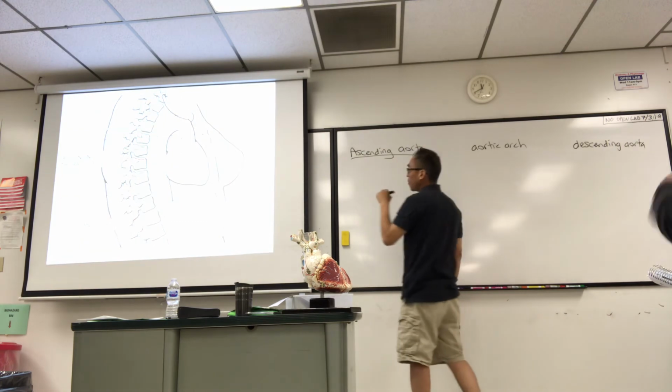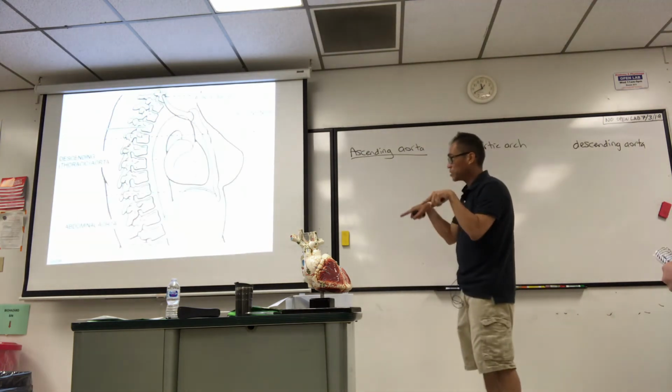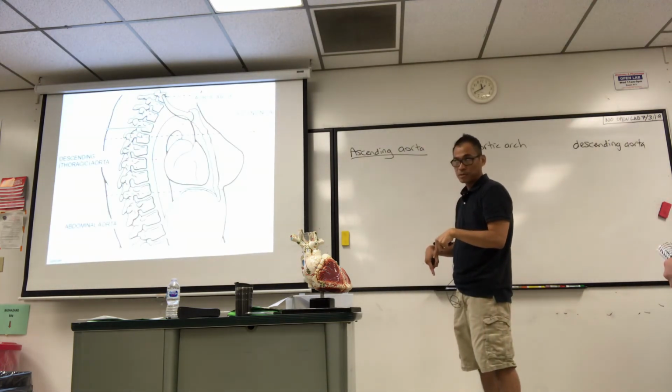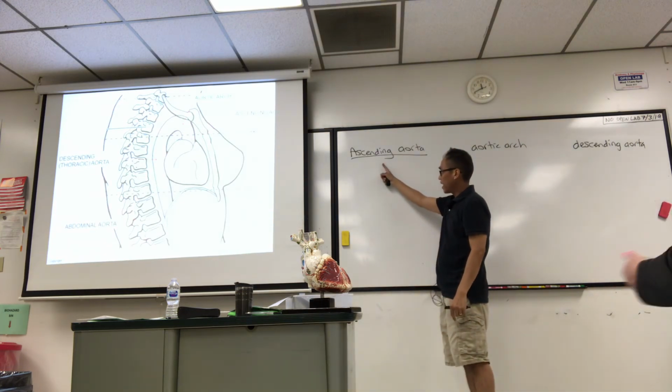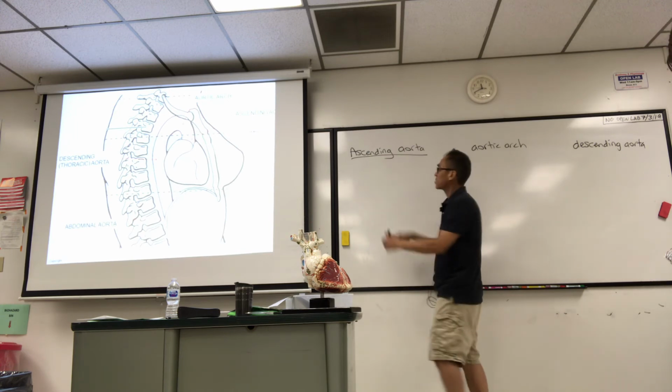And what I want you to know are the branches that come off of each of these parts. All right? The branches of the ascending aorta are the right and left coronary arteries.